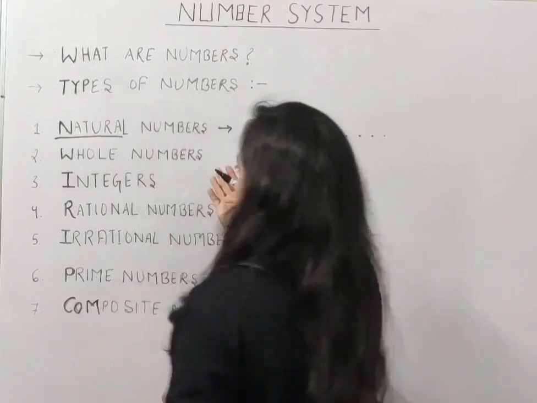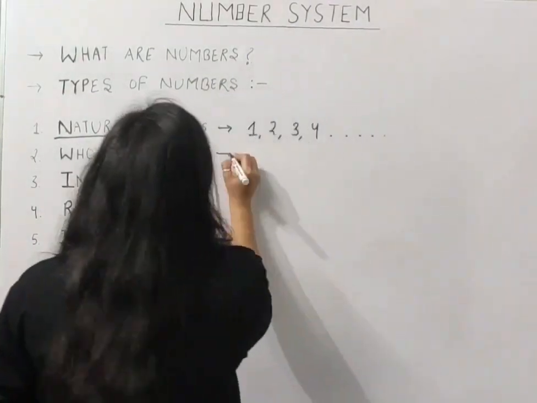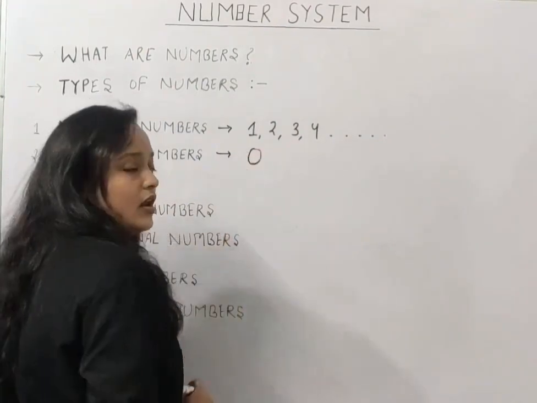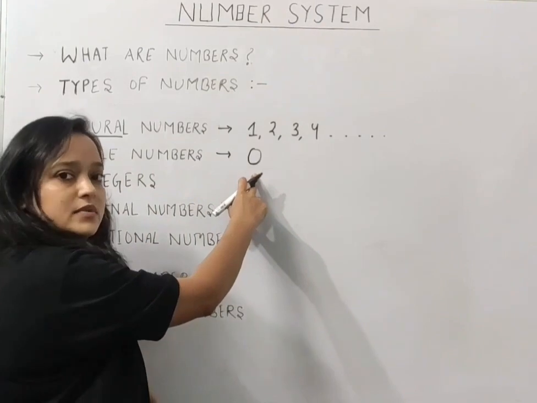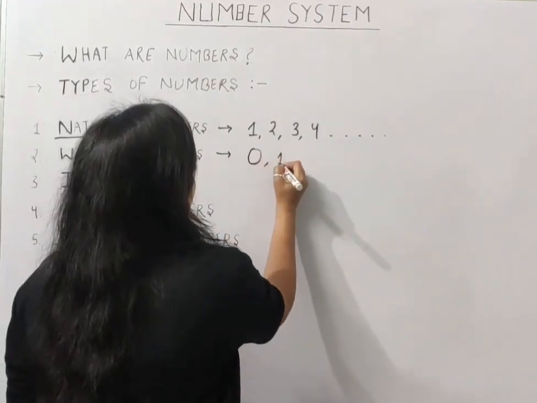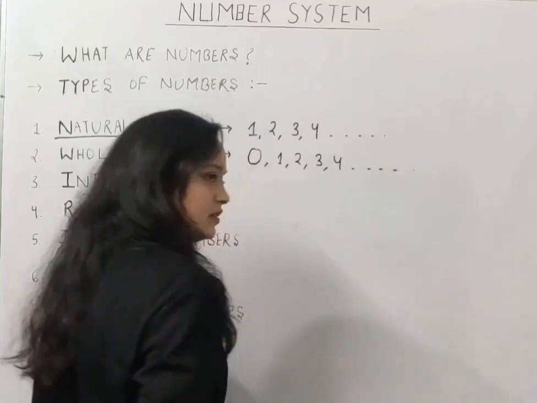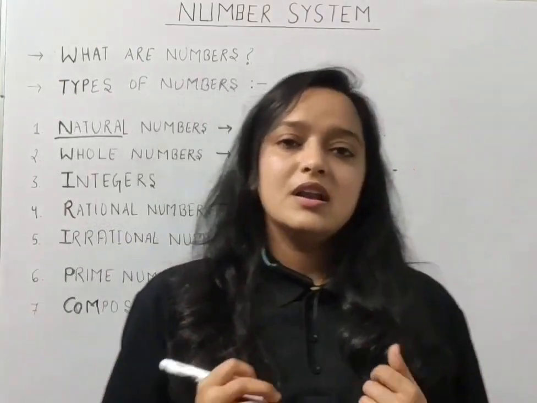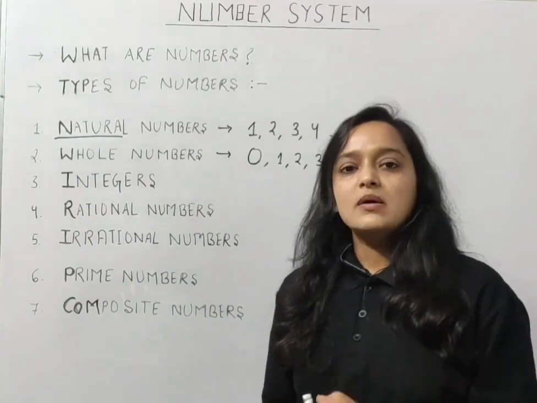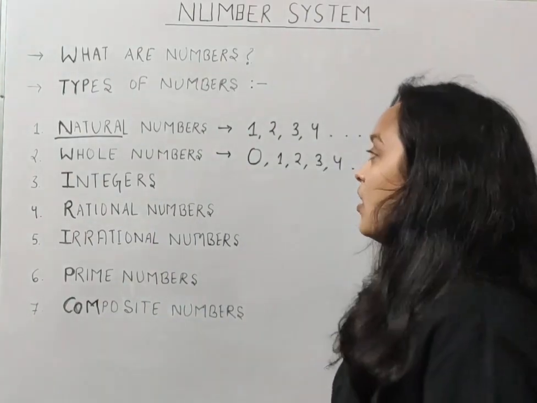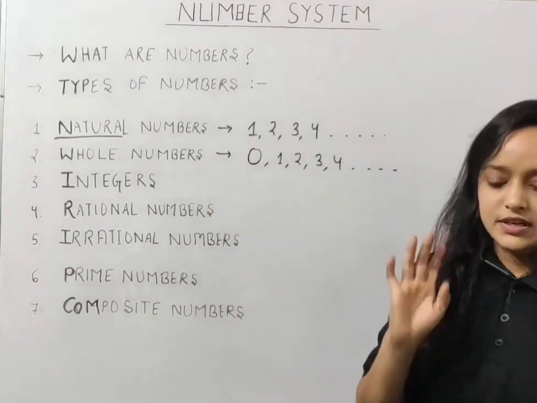Now whole numbers. So what are whole numbers? How do you write 0? Like a whole. Right? So whole numbers start from 0, and then 1, 2, 3, 4 and so on. So these are your whole numbers. If someone asks you where whole numbers start, you will answer that whole numbers start from 0 and go up to infinity.